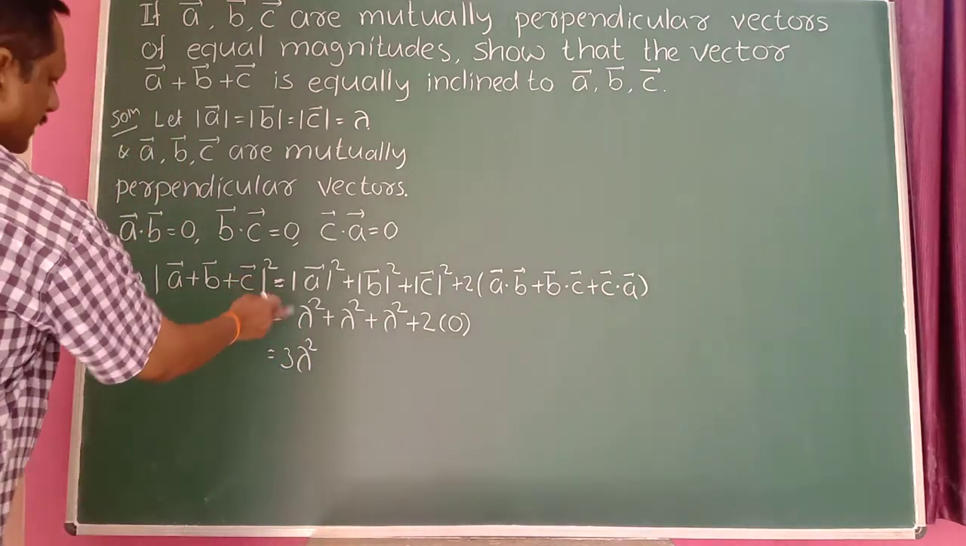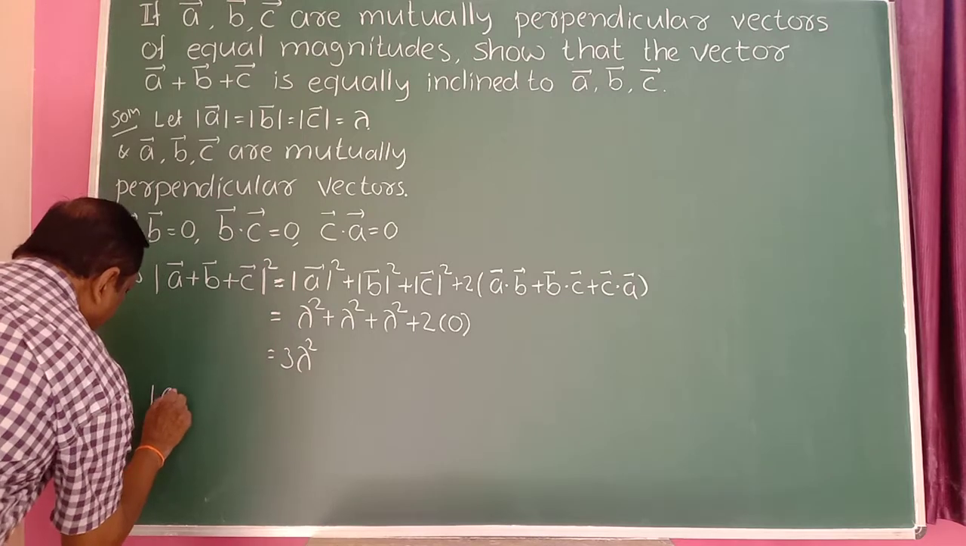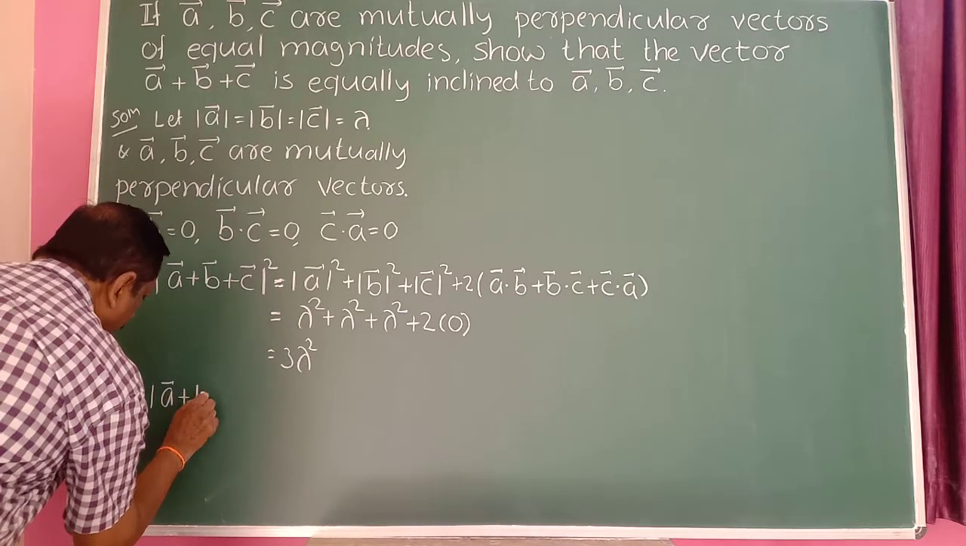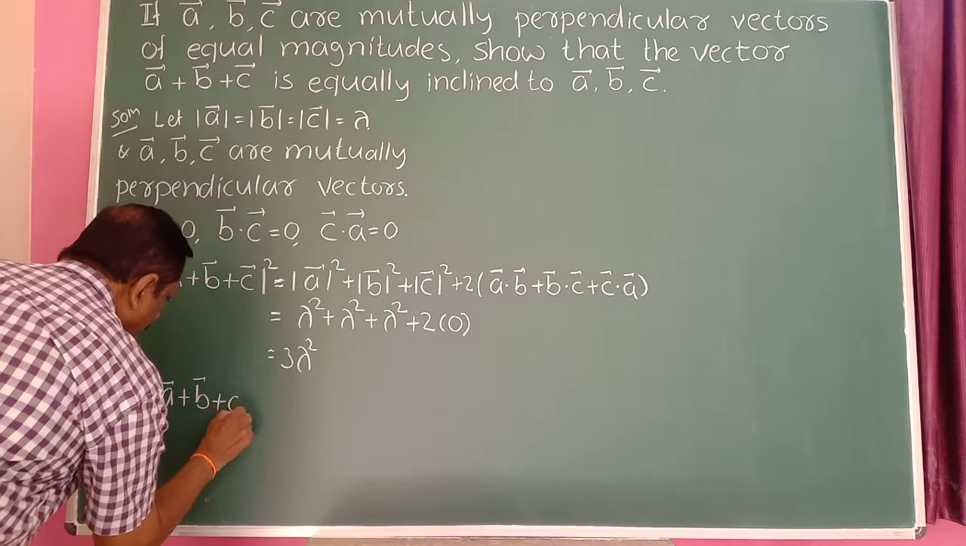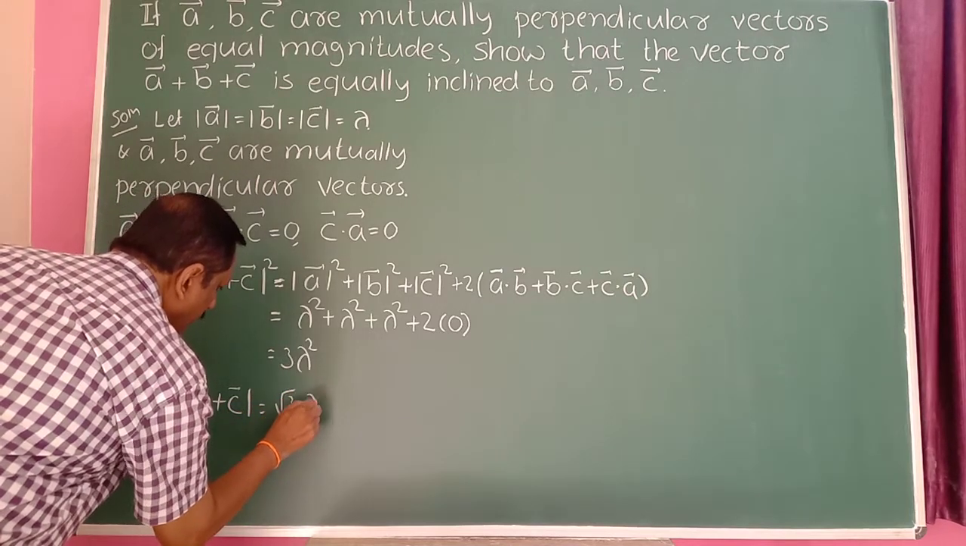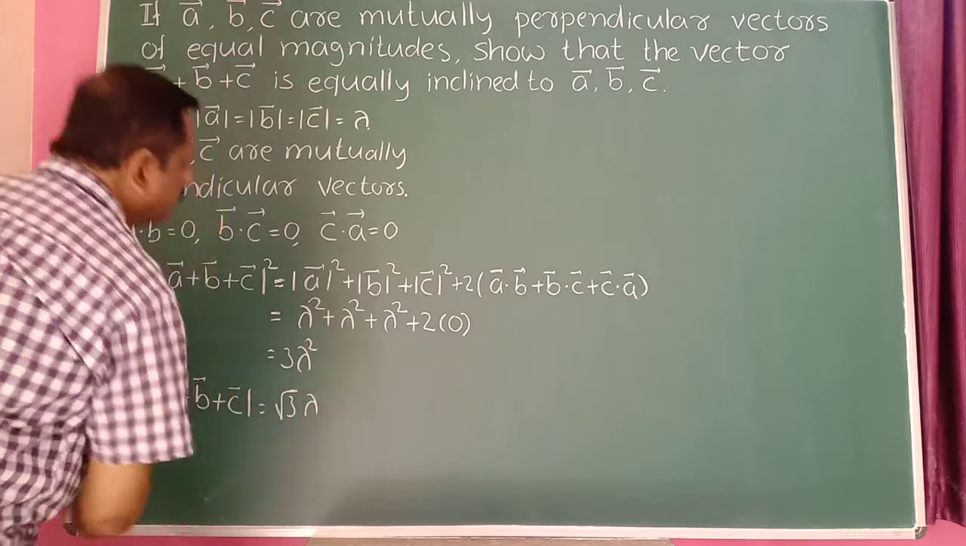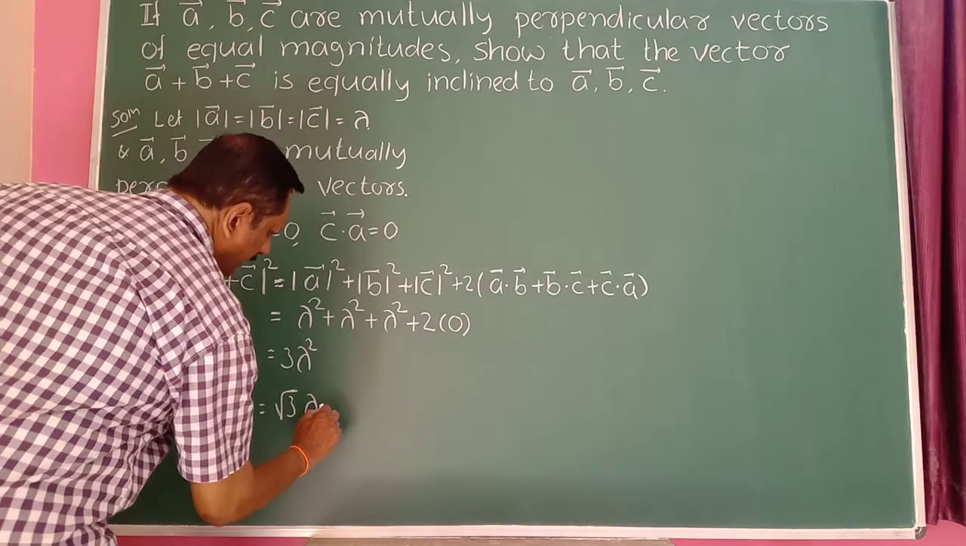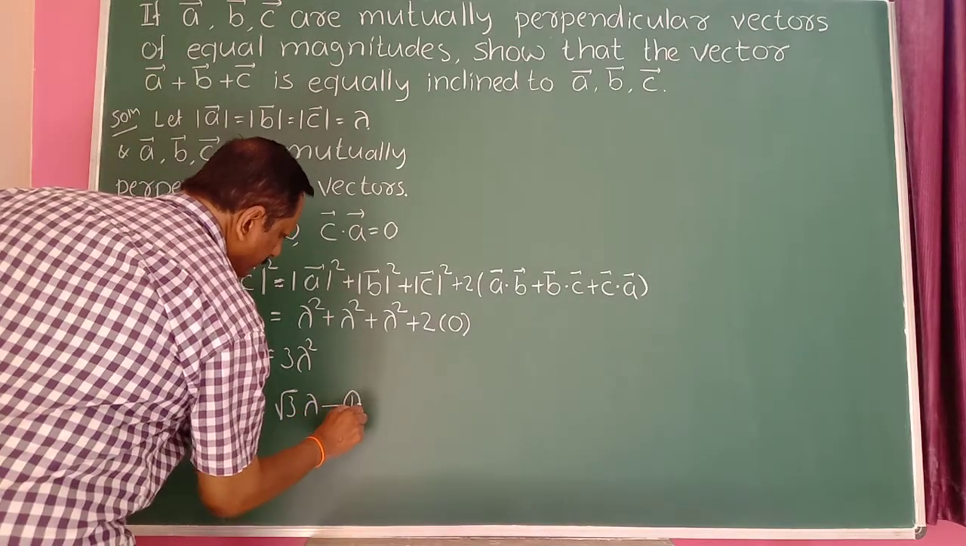Therefore, taking the square root on the right hand side, modulus of A bar plus B bar plus C bar is equal to root 3 into lambda. Root 3 into lambda. Take this as result number 1 here.